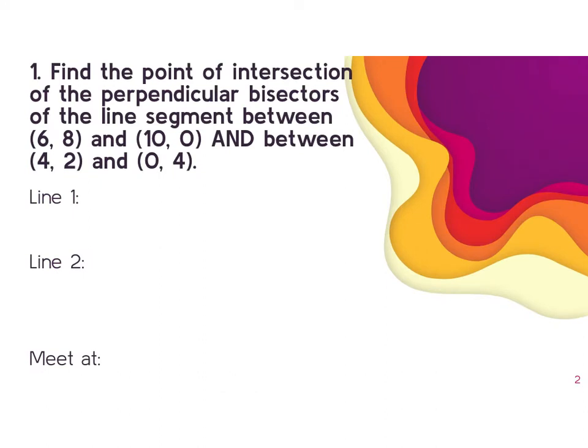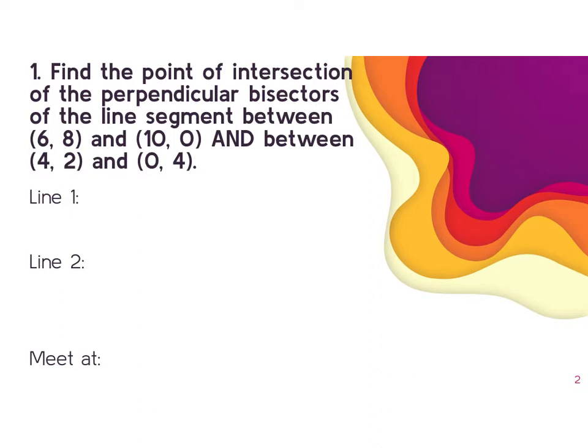It says find the point of intersection, which will be our circumcenter, of the perpendicular bisectors. Because they're perpendicular bisectors, that's why it's the circumcenter, of the line segment between (6, 8) and (10, 0), and between the points (4, 2) and (0, 4). Since we're looking at these perpendicular bisectors, we actually need to find the equation for both of the lines and then figure out where they meet.